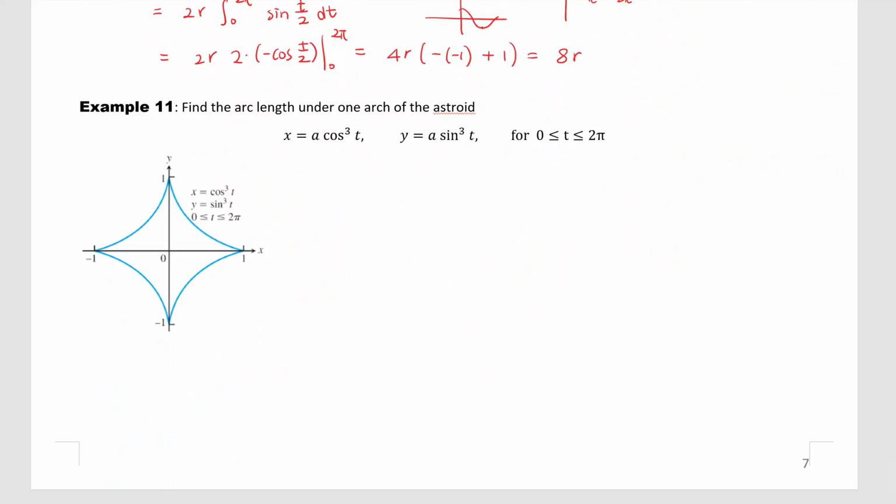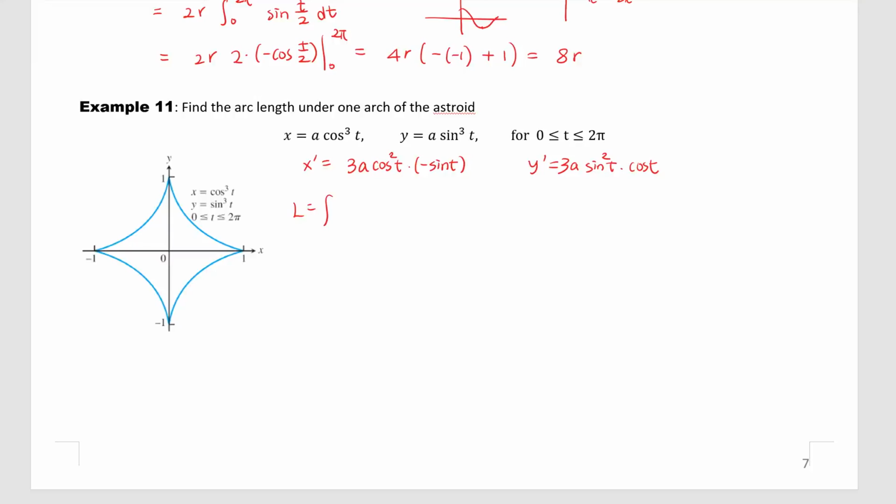So first of all, we need to figure out x prime and y prime. So x prime is, by the chain rule, 3a cosine squared, times u prime, where u is like cosine. So the derivative of cosine is minus sine. And then y prime is 3a sine squared, and the derivative of sine is cosine. Okay, then L is the integral.